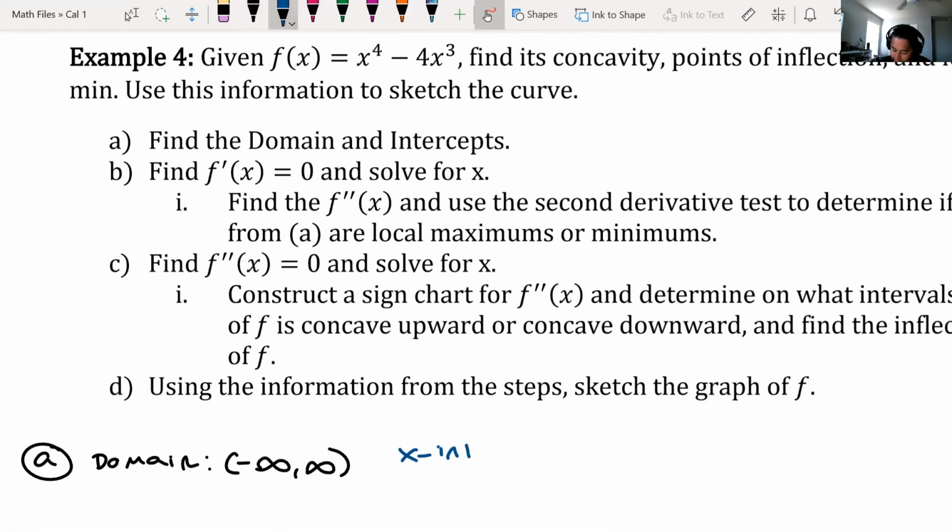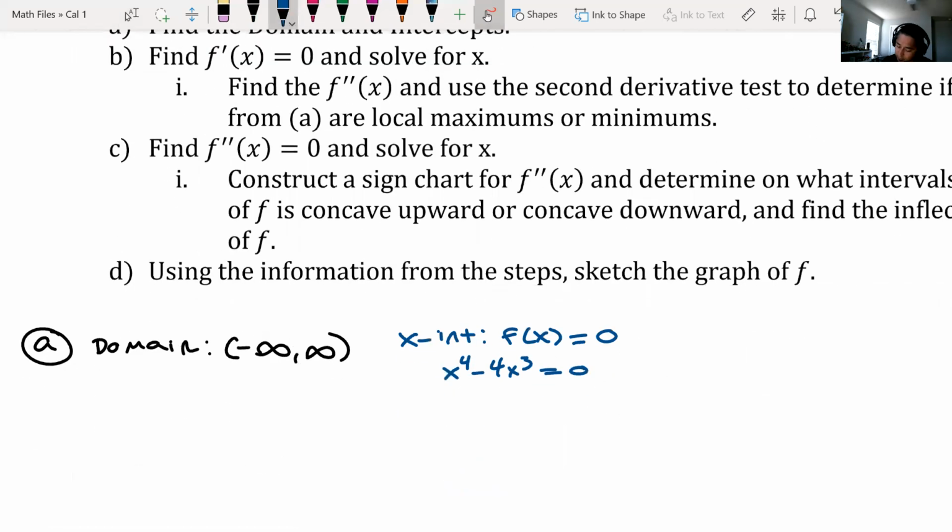Remember, for x-intercepts, you let the function equal 0. So we're going to take x to the fourth minus 4x cubed, set it equal to 0, and solve for x. You factor out an x cubed. That leaves you with x cubed times x minus 4 equal to 0. And our x-intercepts are at 0 and 4.